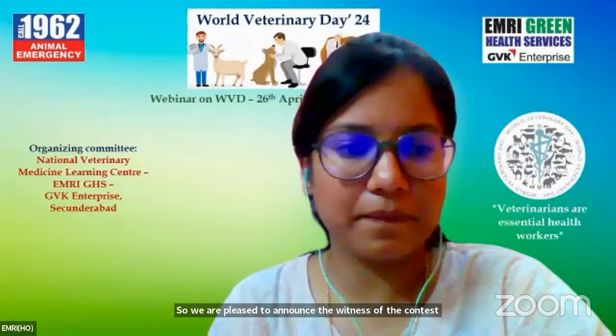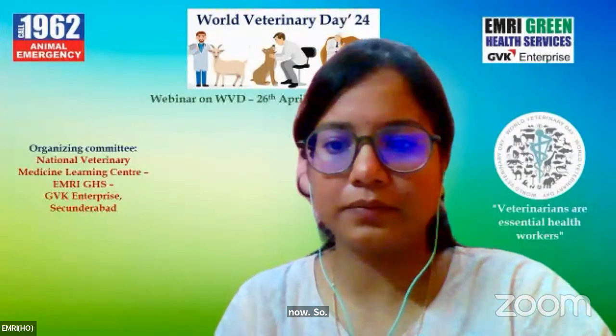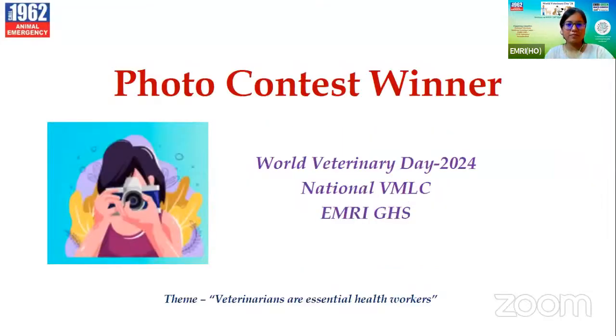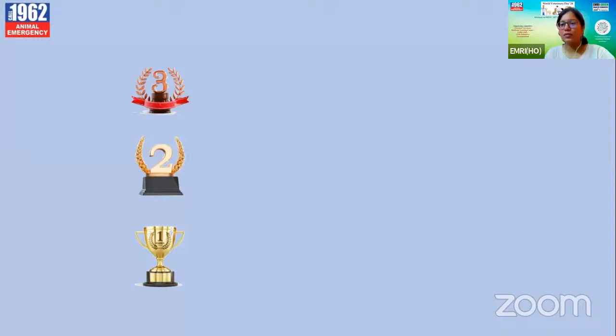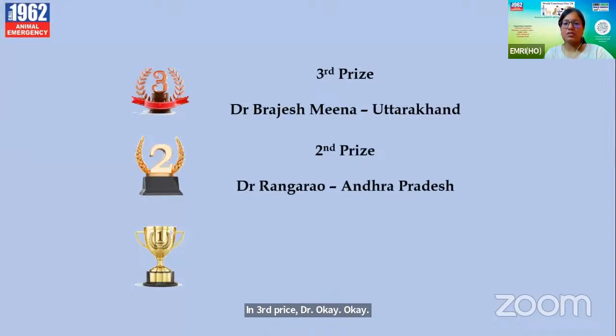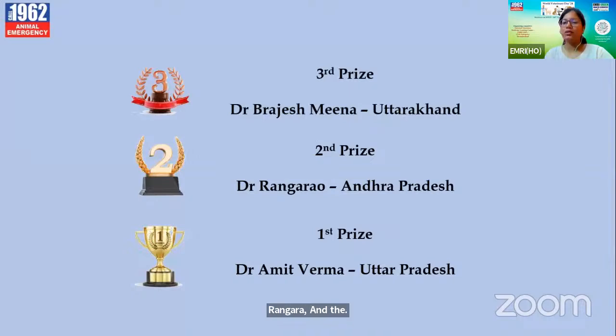We have some more items pending. To commemorate this occasion, EMRA has conducted a photo contest, and we are pleased to announce the winners now. Revealing the winners of the photo contest: third prize, Dr. Brajesh Meena, Uttarakhand. Second prize, Dr. Rangarao, Andhra Pradesh. And first prize, Dr. Amit Verma, Uttar Pradesh. Congratulations to all the winners. All the winners will receive a mail confirmation from EMRA and should share the requested details to receive the prize.